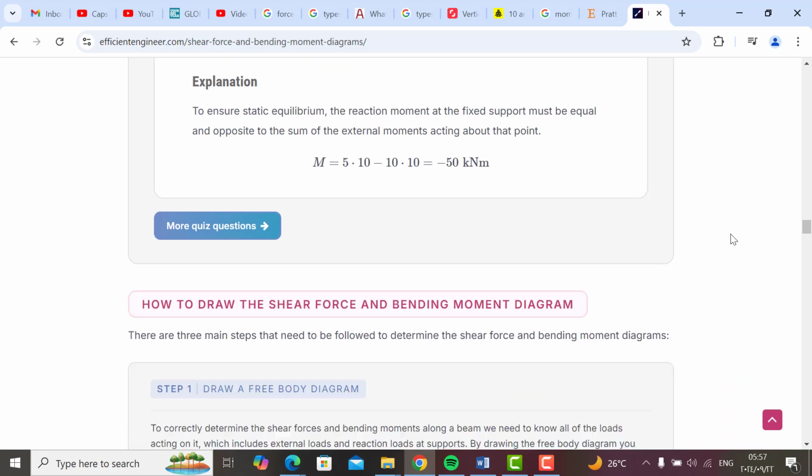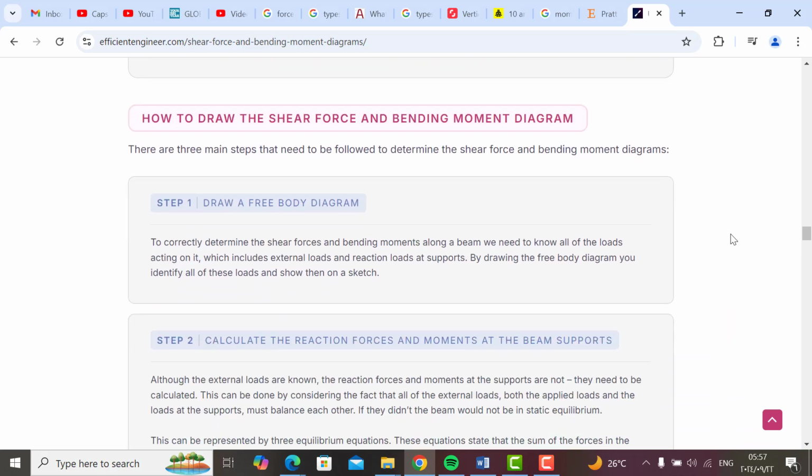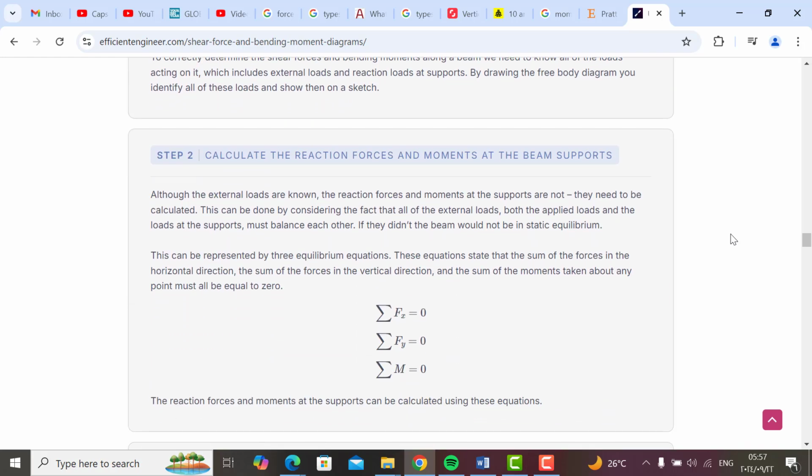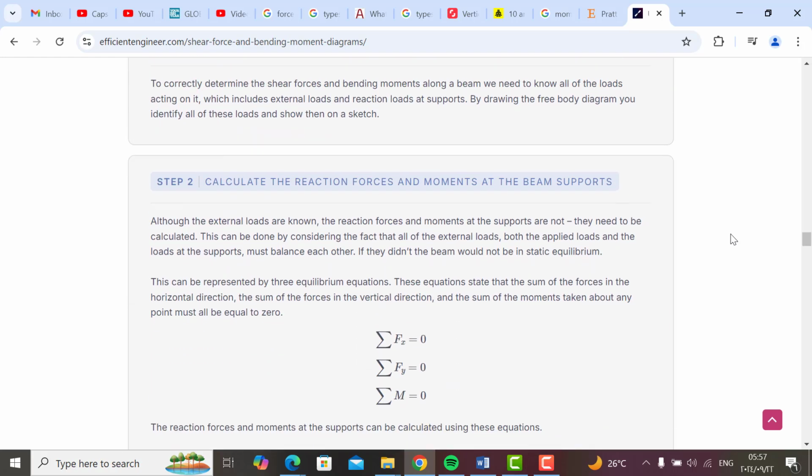And this is the explanation of how to draw the free body diagram. In the free body diagram, we have three equations. The summation of forces in the x direction is 0. The summation of forces in y is 0, and the summation of moments around this point on the beam is 0.